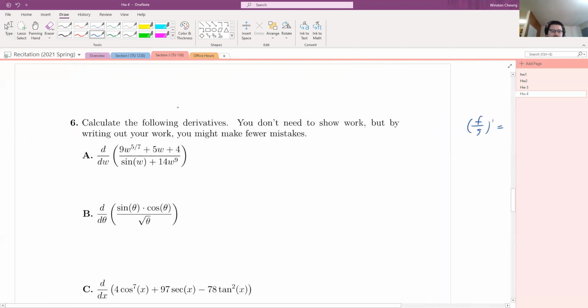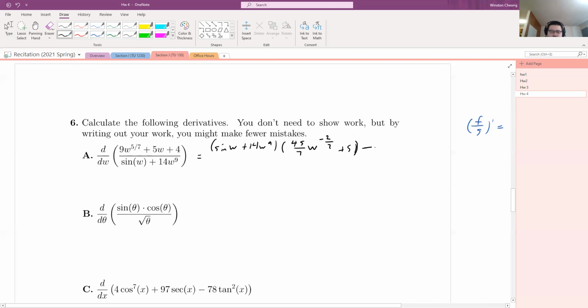Okay. And so when we do it for this problem, we'll have the denominator stays times the derivative of the numerator. And so this is where we have a power rule that is a little bit bothersome, but 45 over 7 w to the negative 2 over 7 plus 5. And that is the first half of quotient rule.